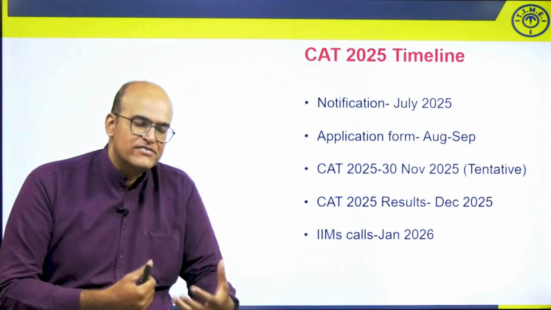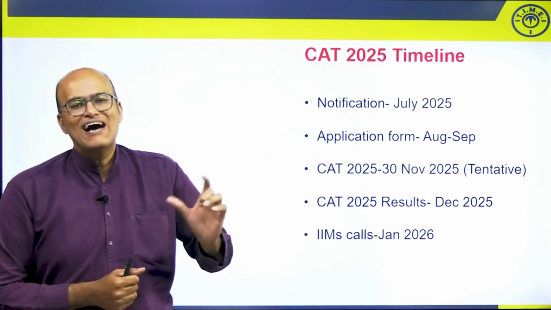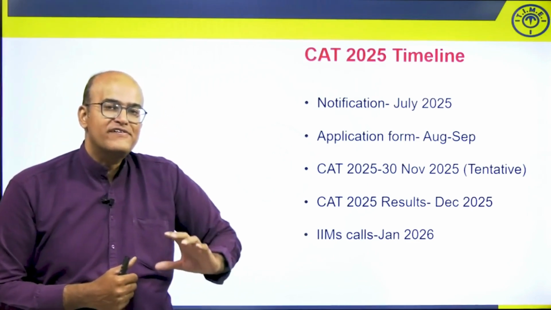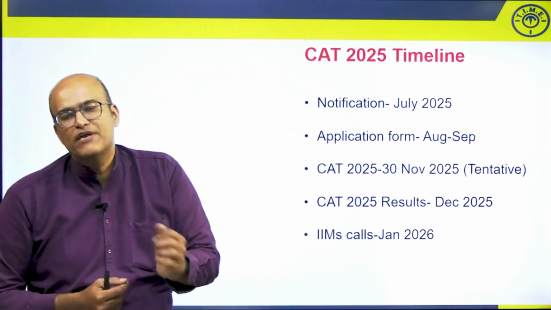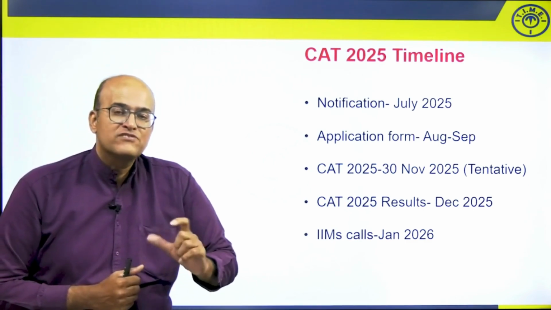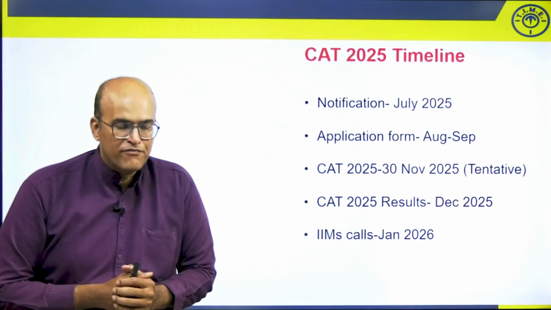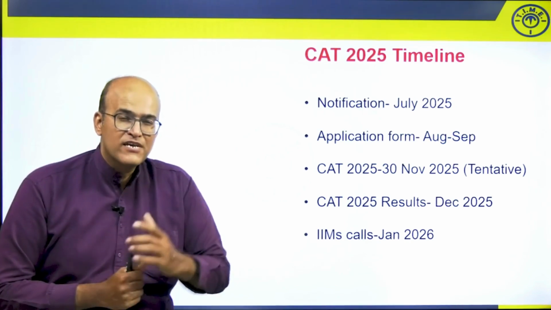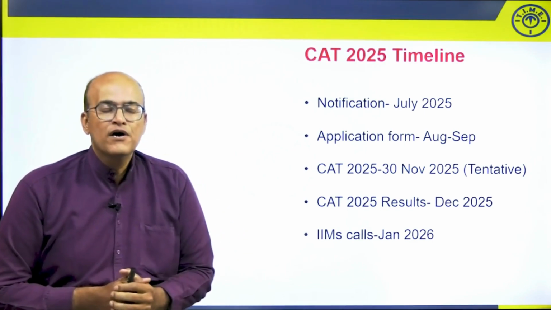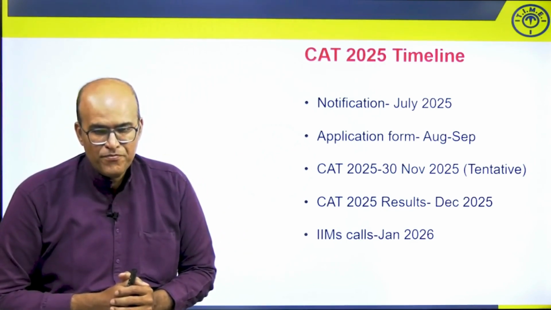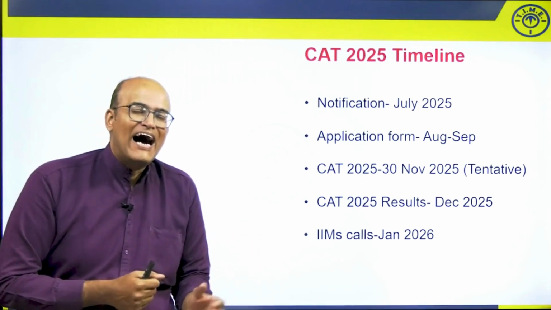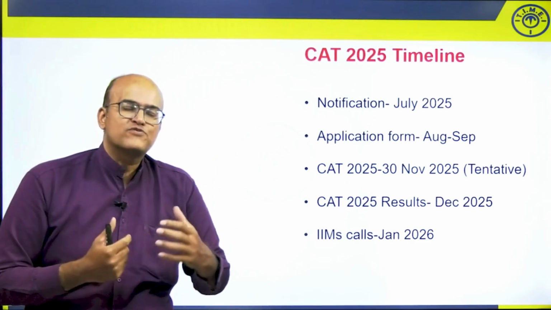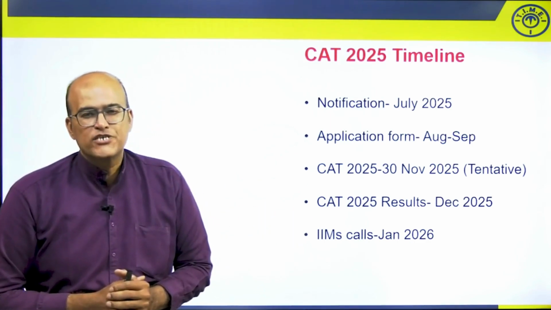The CAT examination itself usually happens on the last Sunday of November. If that holds true this year also, then tentatively we can say the CAT 2025 examination will be conducted on 30th of November 2025. The results of this examination are expected to be released the following month, in December 2025. Now, in the month of January, IIMs are expected to release their interview shortlist and people will be invited to participate in the second round of the selection process.